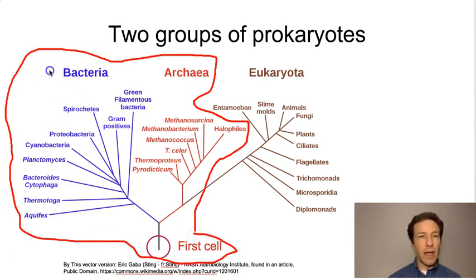And as I said, we can add EU in front of bacteria to call these Eubacteria. And so these are the two main groups of prokaryotes. And we'll talk a little bit about each of the groups.